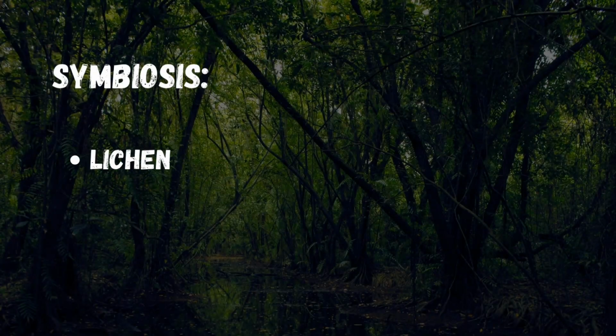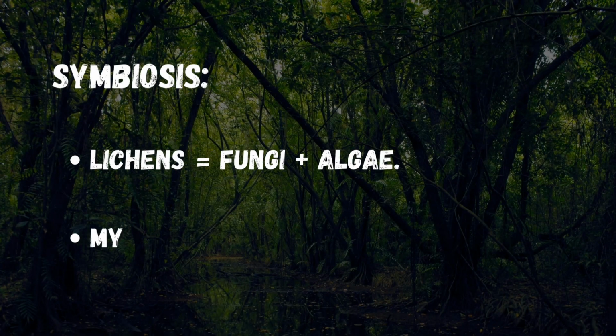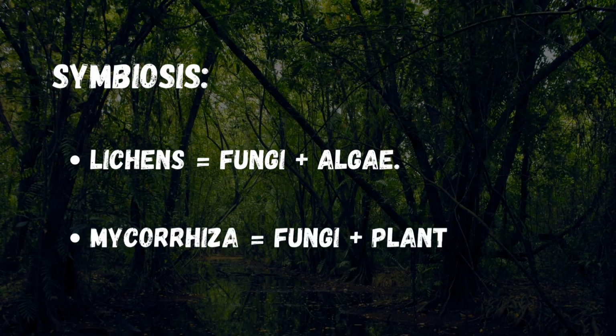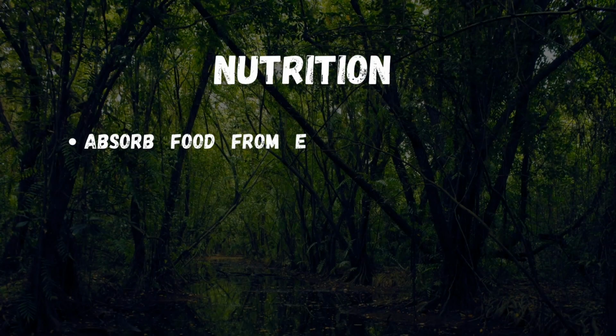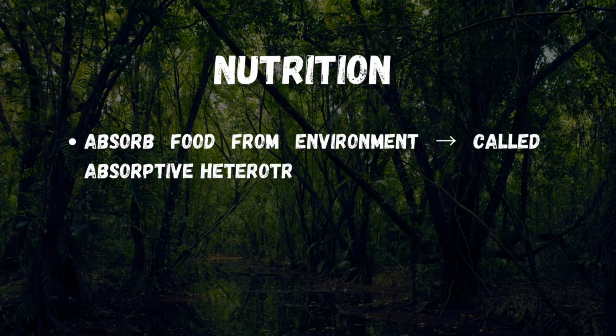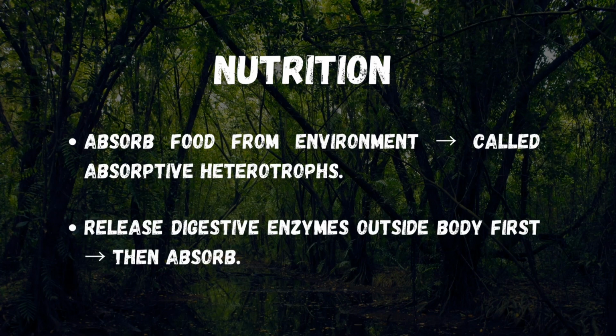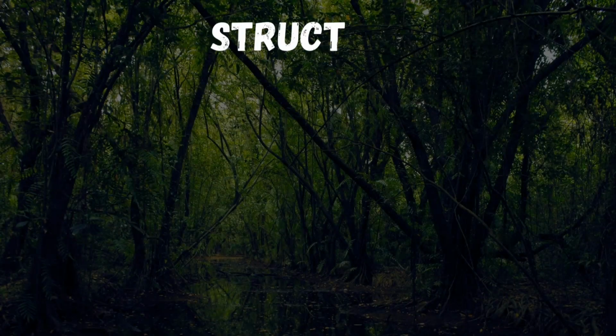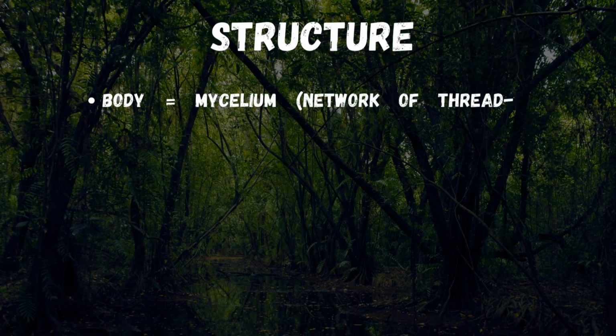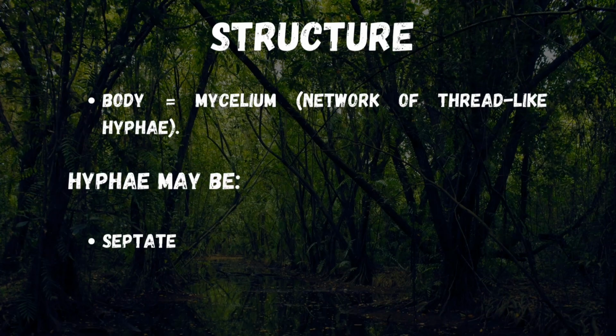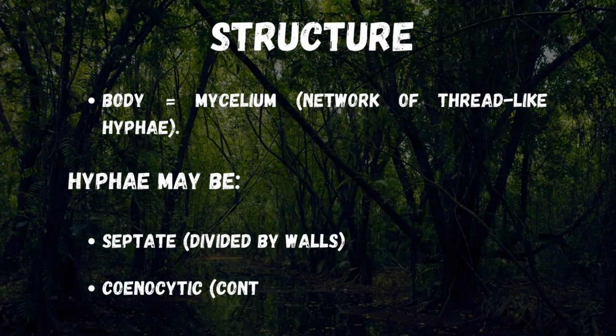Symbiosis of fungi: lichen, between fungi and algae, and mycorrhiza, between fungi and plant roots. Nutrition: they absorb food from the environment and are called absorptive heterotrophs; they release digestive enzymes outside the body first, then absorb. The body of fungi is made up of mycelium, which is a network of thread-like hyphae that may be either septate or coenocytic.